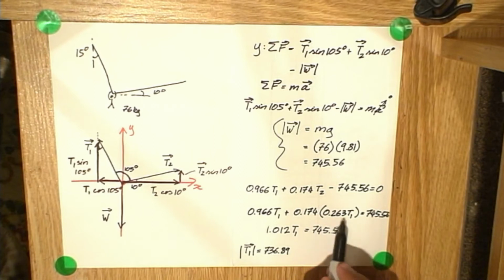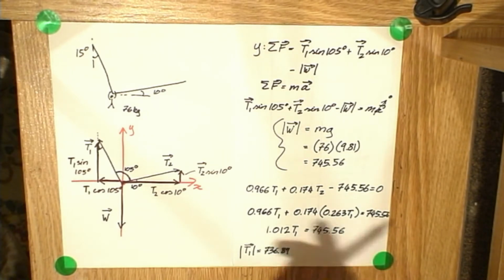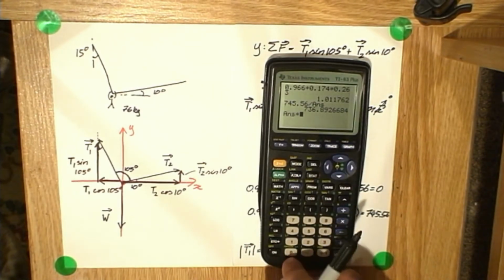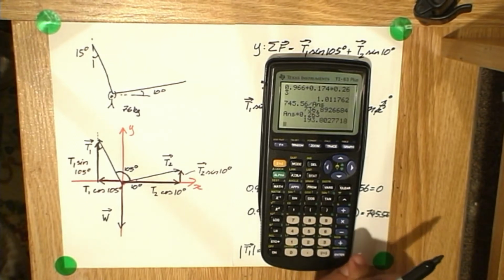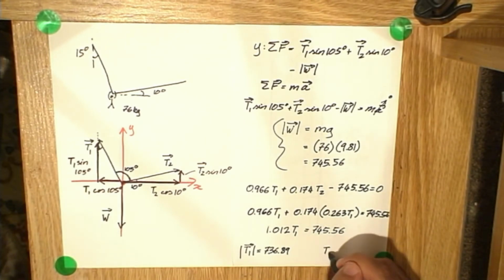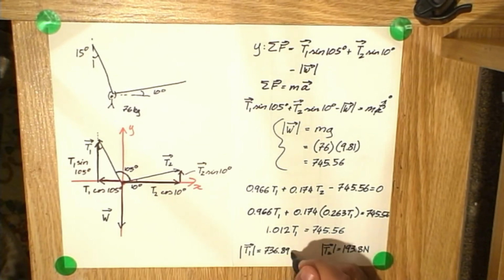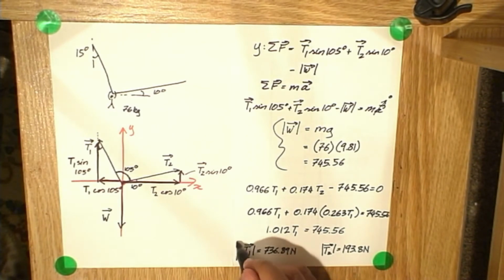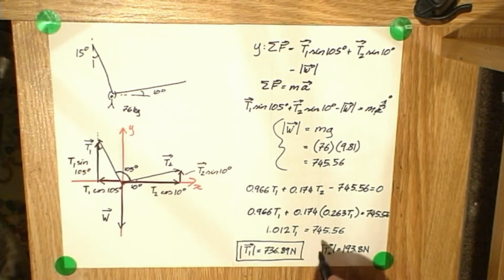And since T2 was equal to 0.263 times T1, that's 193.8. So T2 is equal to 193.8 newtons. So the tension in this left rope is 736.89, and the tension in the right rope is 193.8.